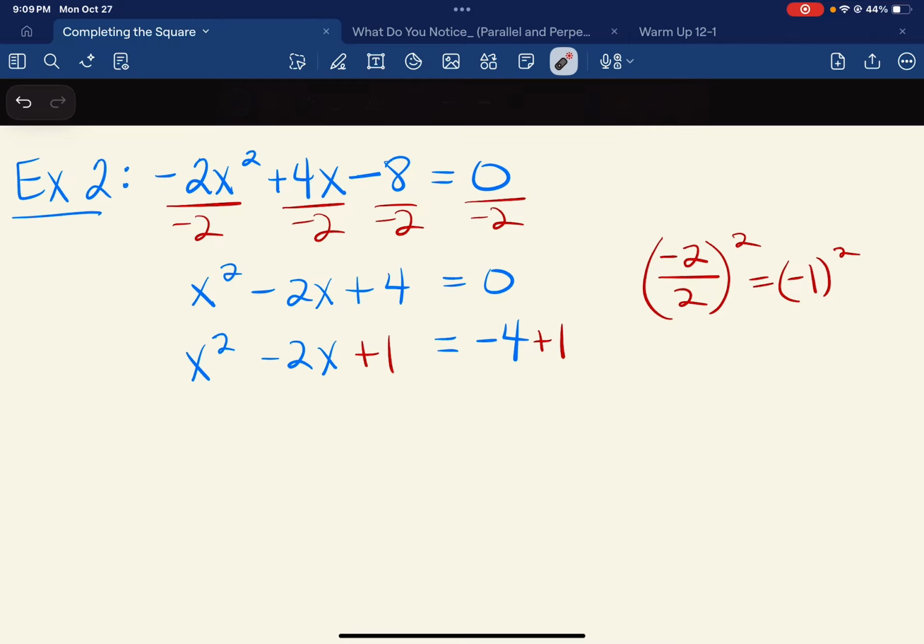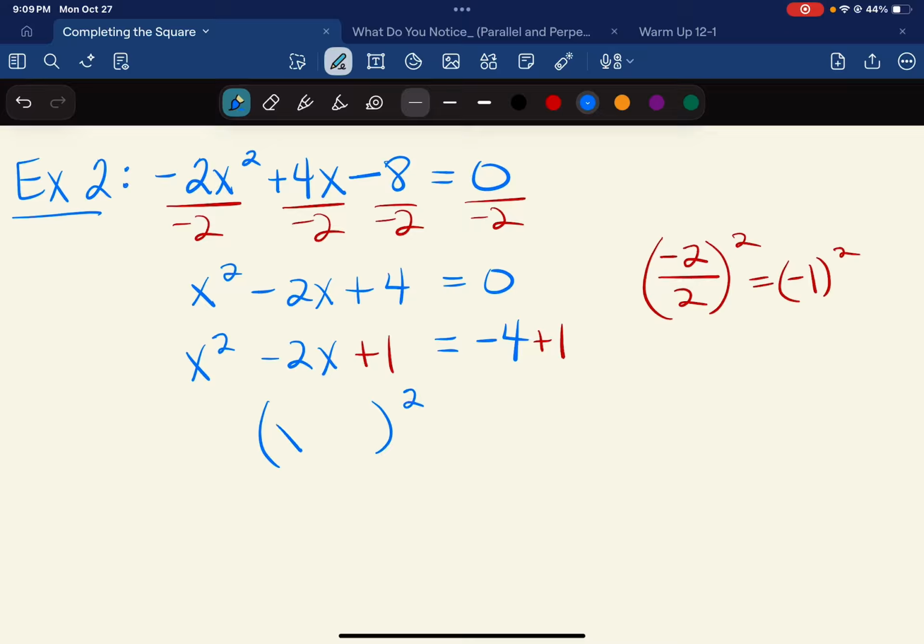So we've got our perfect square trinomial right here. And its factors, we just have a binomial squared. It ends up being x, and our b value divided by 2 gave us a negative 1. So we have minus 1 right there. And then, of course, the right side of our equation, negative 4 plus 1, is just negative 3. All right, so we've got x minus 1 quantity squared.